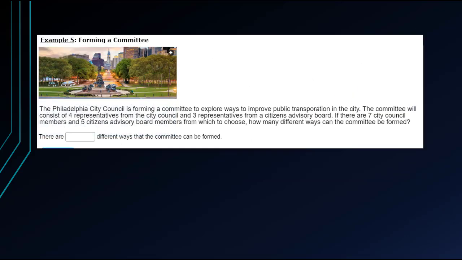Forming a committee. The Philadelphia City Council is forming a committee to explore ways to improve public transportation in the city. The committee will consist of 4 representatives from the City Council and 3 representatives from a Citizens Advisory Board. If there are 7 City Council members and 5 Citizen Advisory Board members from which to choose, how many different ways can the committee be formed? Now, again, in each case here, the committee members on this Public Transportation Improvement Committee, it doesn't matter which order they're going to be chosen. So there's no particular order here.